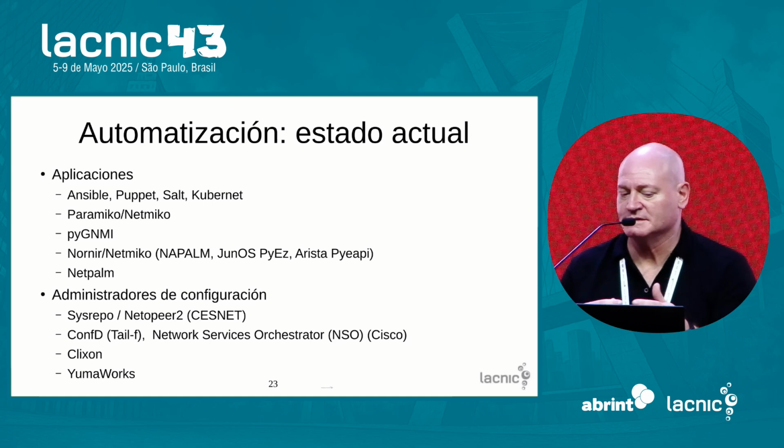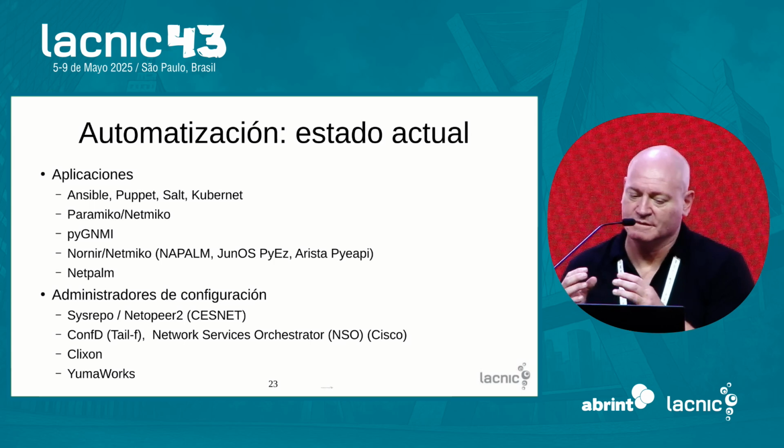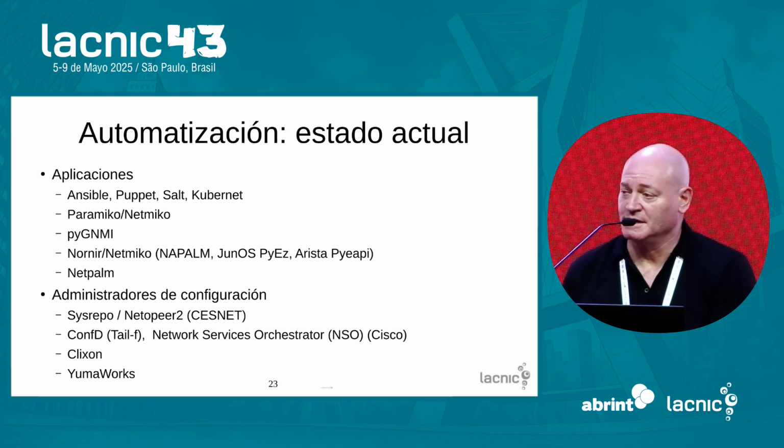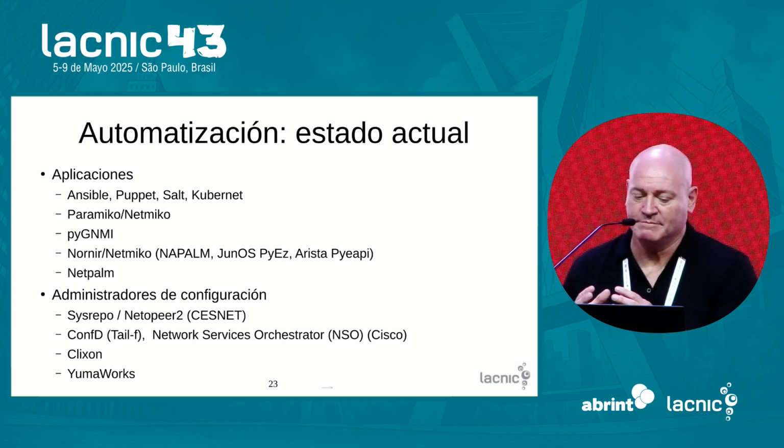So we are going to have what we just saw, Ansible, Puppet, Salt, and Kubernetes, then Paramiko, Netmiko, Python gNMI, Nornir, and NAPALM. So in Netmiko, for example, we have one that is used a lot in Juniper, which is PyEZ, and Arista also has its own.